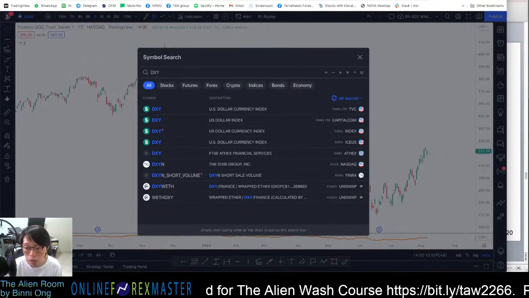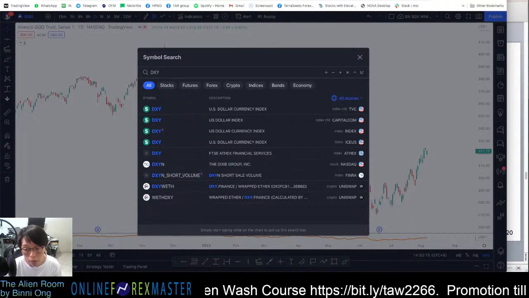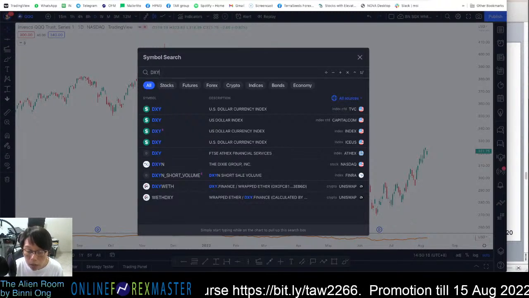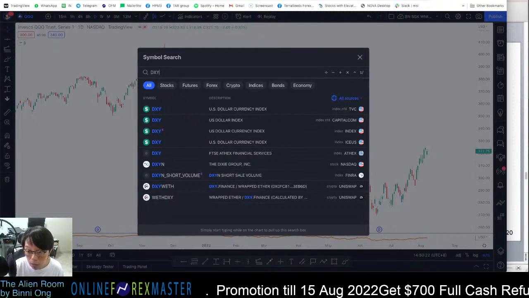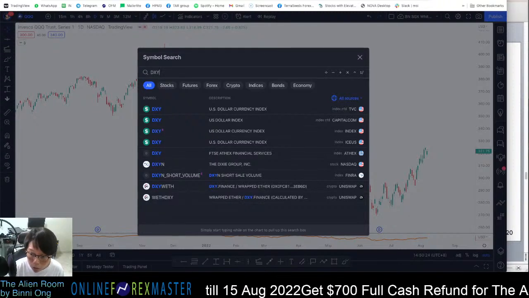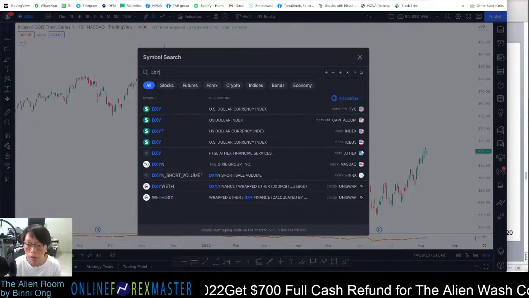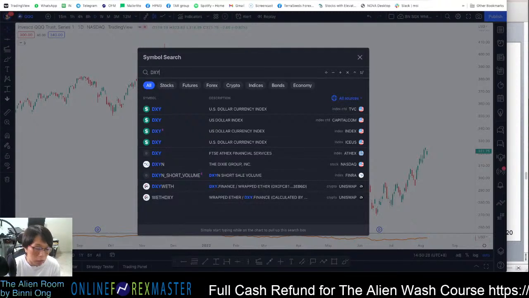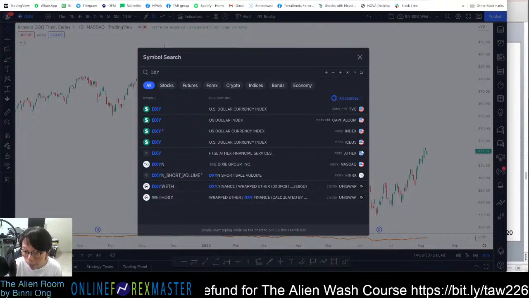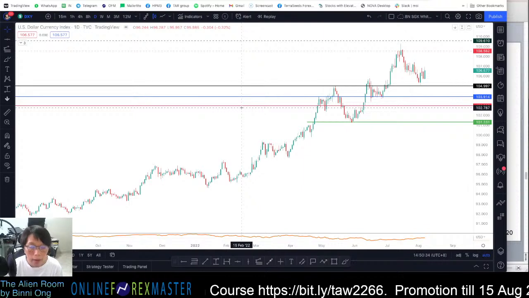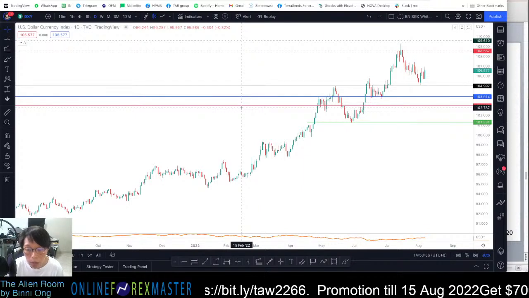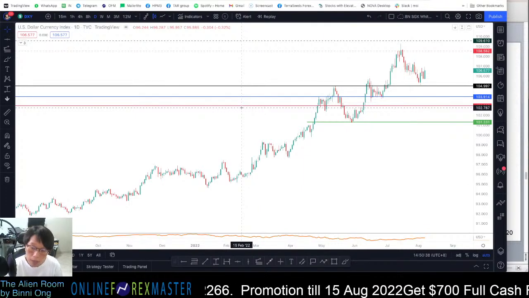And why is the dollar index important? Even if you're not trading forex, even if you're not trading, let's say, gold, even if you are trading stocks, you do want to know the dollar index. The code for the dollar index is DXY. So what is the dollar index? It is an index that measures the strength of the USD against other currencies.